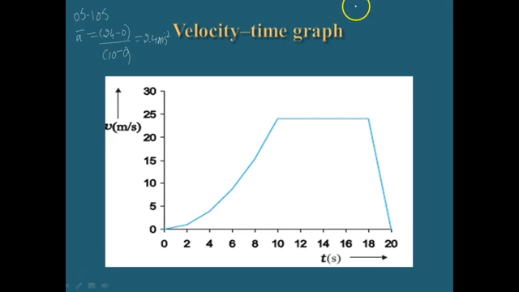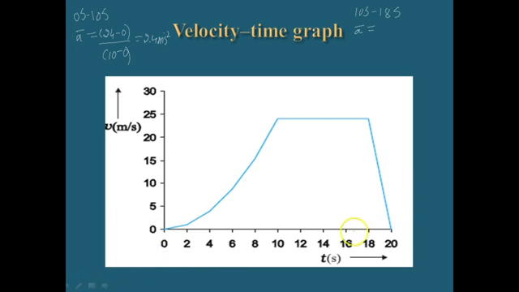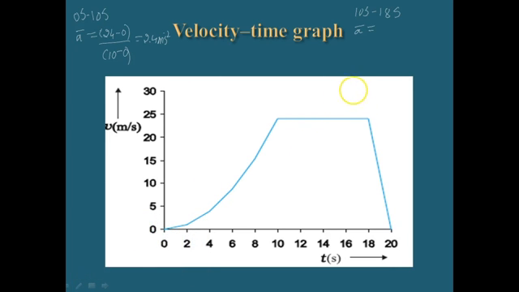And similarly for the second case, that is 10 seconds to 18 seconds, we can consider average acceleration at 18 second. It is given by, it is 24, because it is constant here, you can see. If you consider at 18 seconds or at 10 seconds, it comes in this particular constant line. So here the acceleration is given by 24 minus 24 by 18 minus 10, that is given by 0 meter per second square, okay.